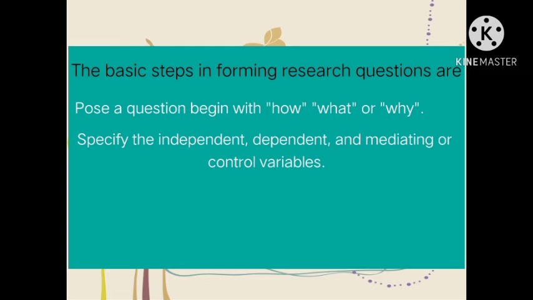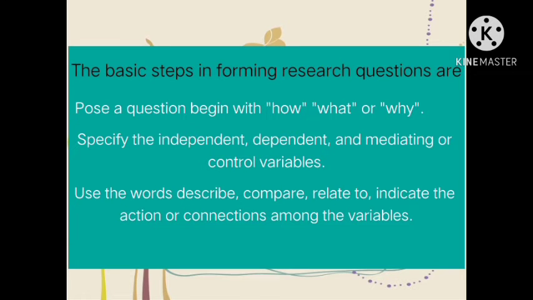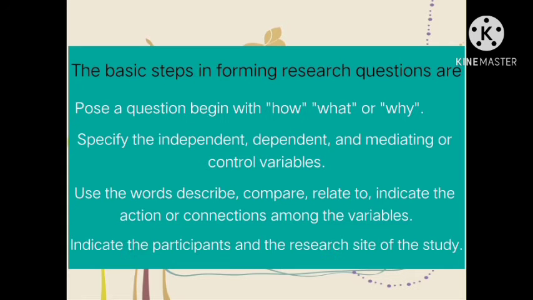The basic steps in forming a research question are: pose a question beginning with how, what, or why. Specify the independent, dependent, and mediating or control variables. Use the words describe, compare, relate to indicate the action or connections among the variables. Indicate the participants and the research site of the study.